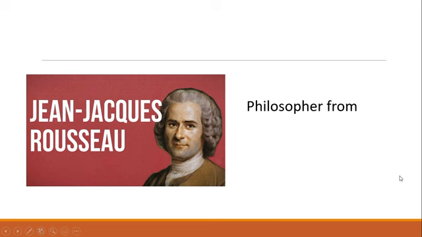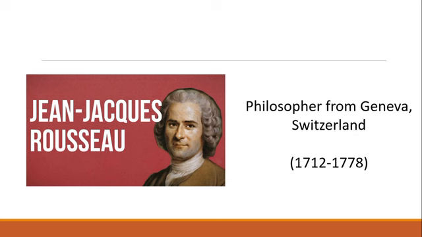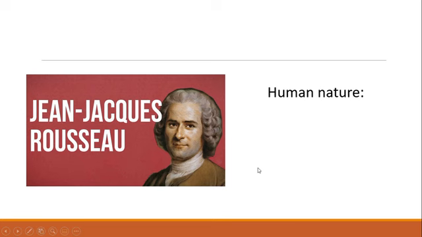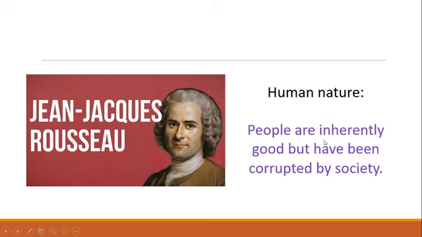Next, Jean-Jacques Rousseau. We're going to call him J.J. Rousseau. He was an important philosopher from Switzerland. Hey, that's a cool country, very small country. And so, what did he think about humans? What do we like? What's human nature? People are inherently good. Inherently means we are naturally good, but we have been corrupted by society. Humans are good, but society not so good.